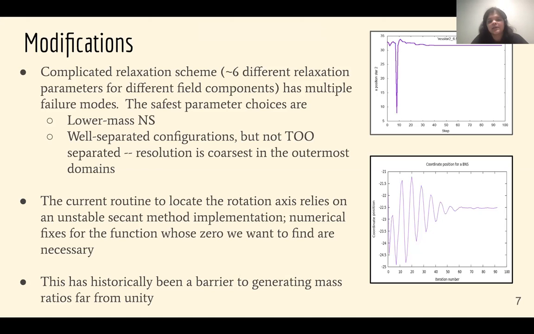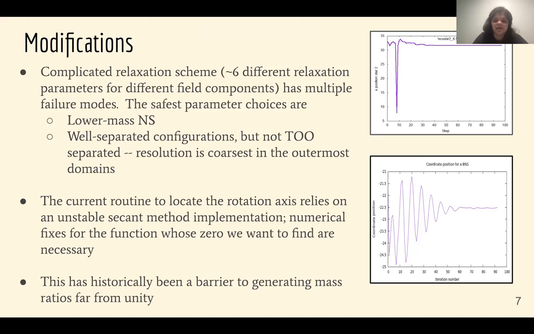And the current routine used to locate the rotation axis relies on an unstable secant method implementation, so the function would potentially diverge. The way we fixed that was by taking the reciprocal and numerically fixing it. So now we can run configurations that are close to almost 1.5 mass ratio.